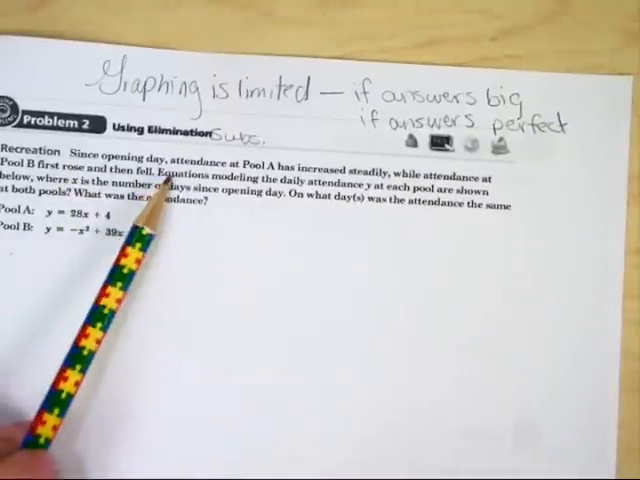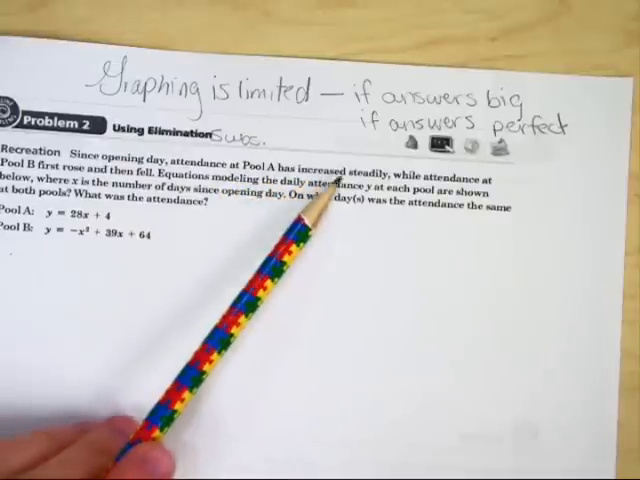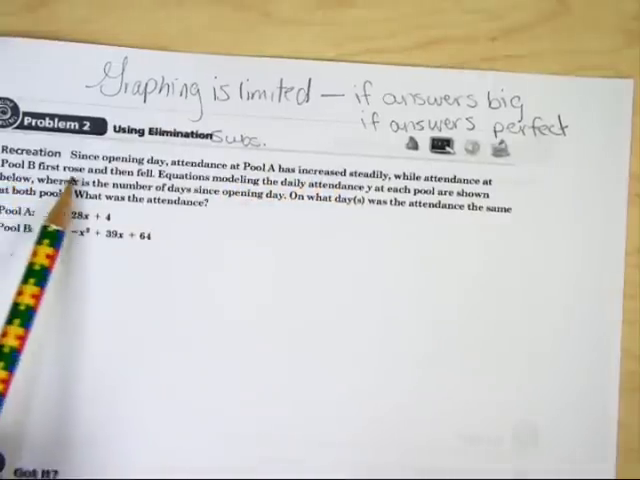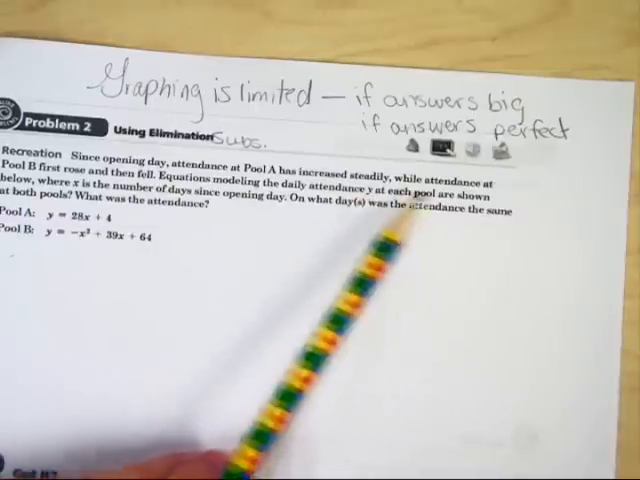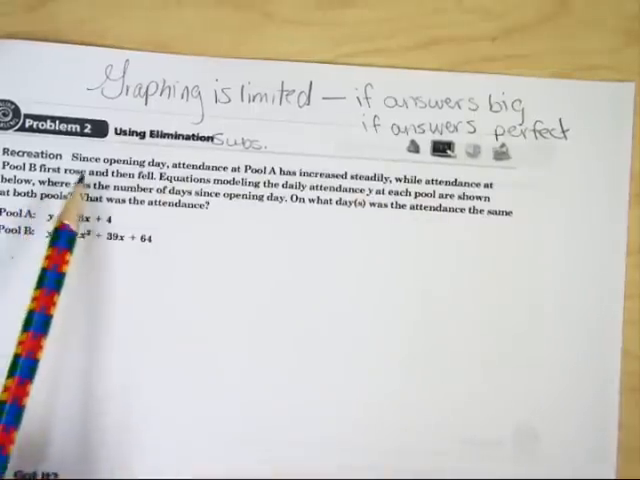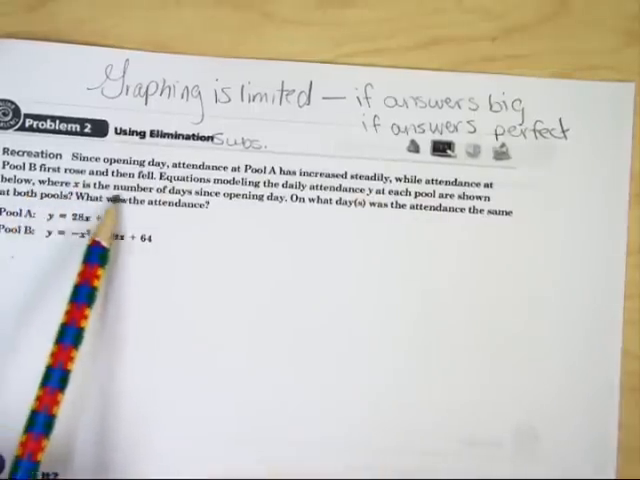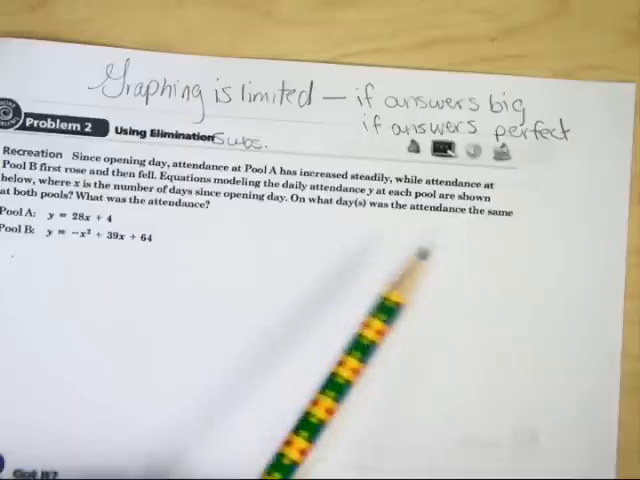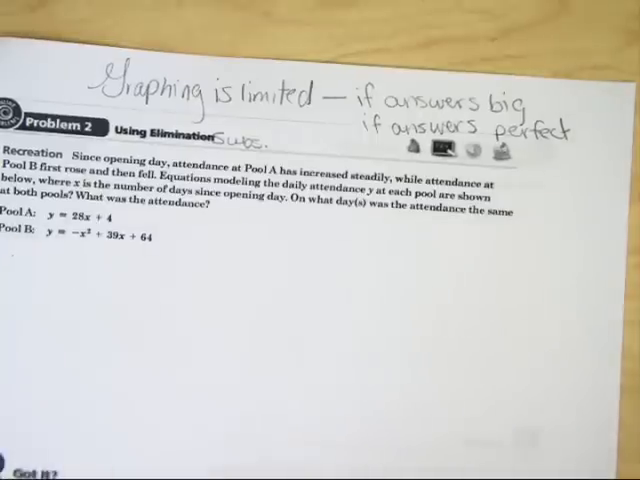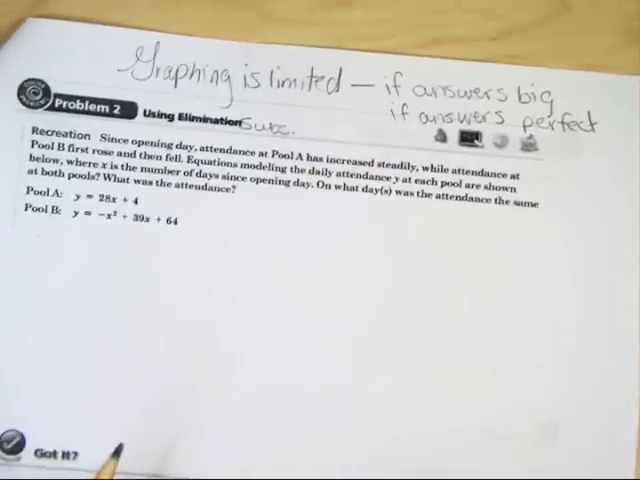Since opening day, attendance at pool A has increased steadily, while attendance at pool B rose and then fell. Equations modeling the daily attendance y at each pool are shown below, where x is the number of days since opening. On what day or days was the attendance the same at both? And what was the attendance?